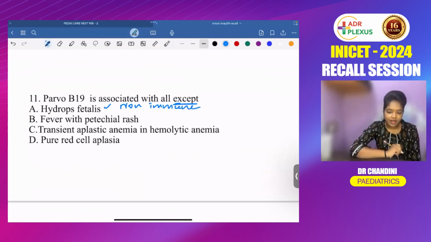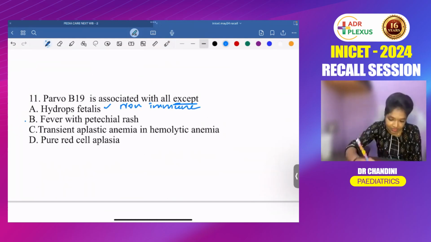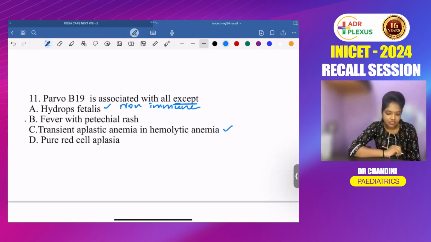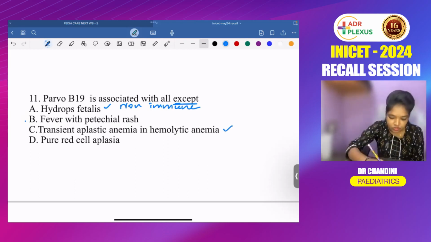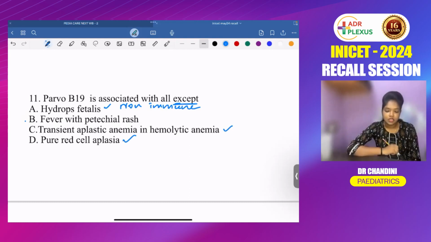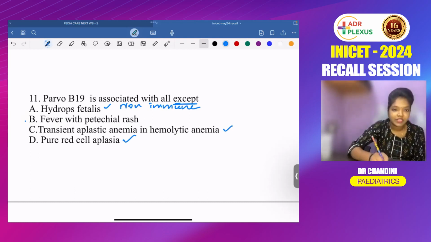Fever with petechial rash, we are not sure, so we will keep it. The third one is transient aplastic anemia and hemolytic anemia. Yes, it causes aplastic crisis. Pure red cell aplasia, yes, that is also a feature of parvovirus. So by ruling out the other 3 options, we know the answer is fever with petechial rash.